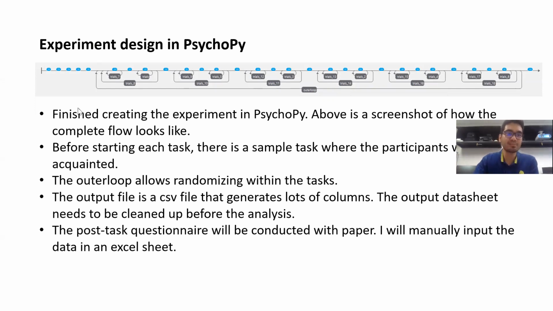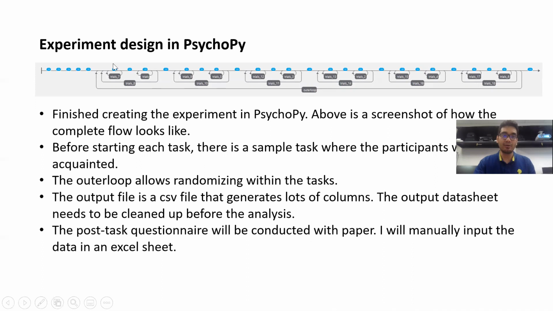If I explain a little bit in here, the blue semicircles you are seeing at the beginning are the routines, the parts of that experiment that will be displayed on the screen. The first part is the beginning of the study, telling the participants about their rights as a participant if they're participating in the study.